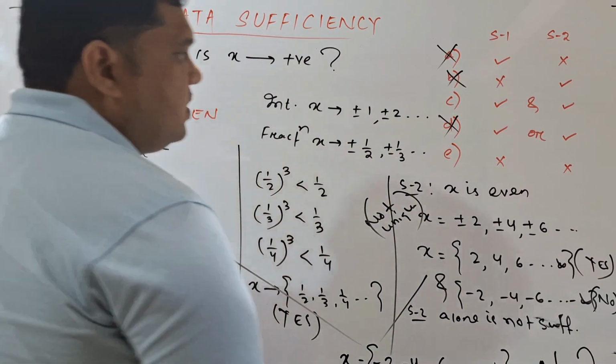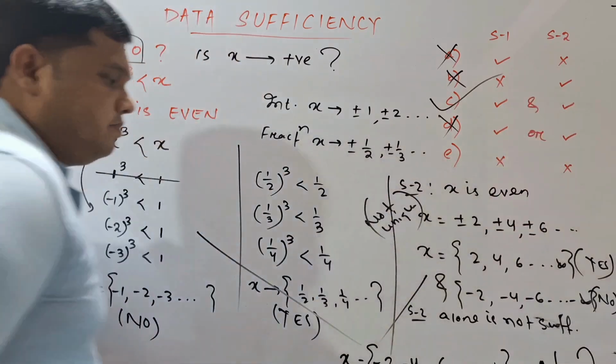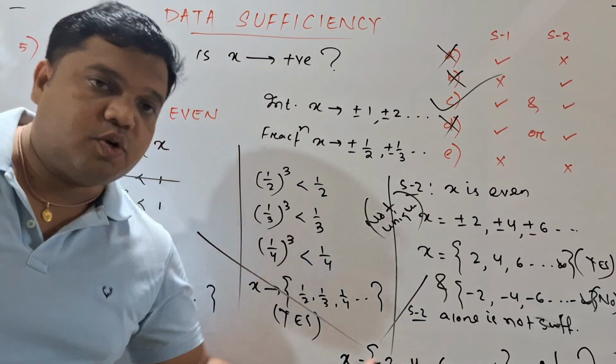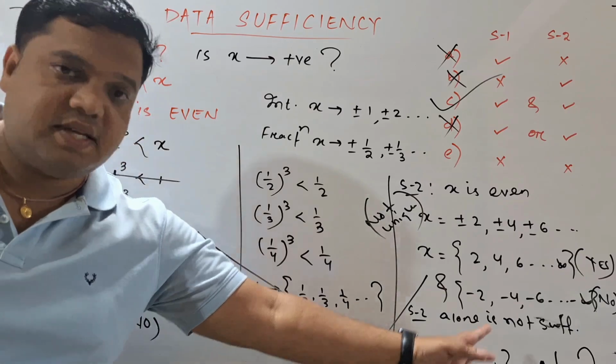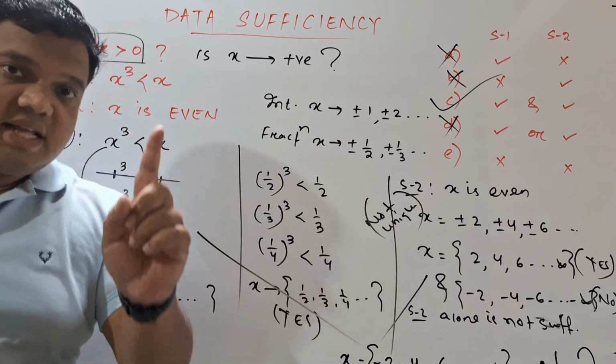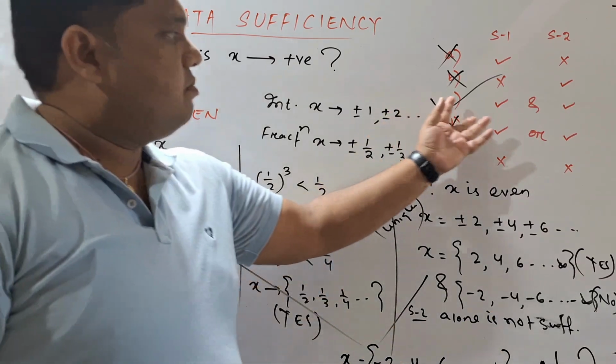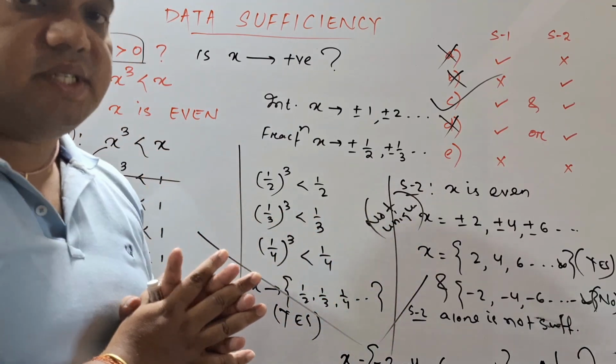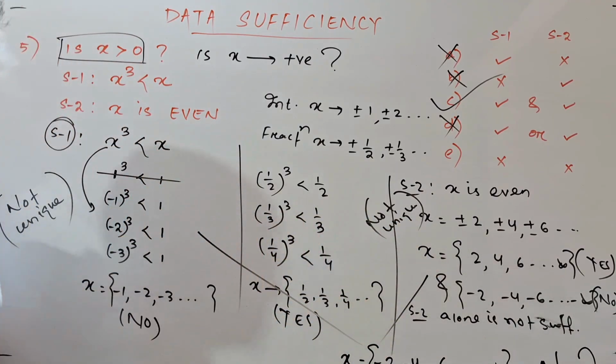Unique answer means which option is correct? Option C is correct. Is x positive? Minus 2, minus 4, minus 6, you said no. No means single answer. If combined together both statements are sufficient, but individually they are not sufficient.